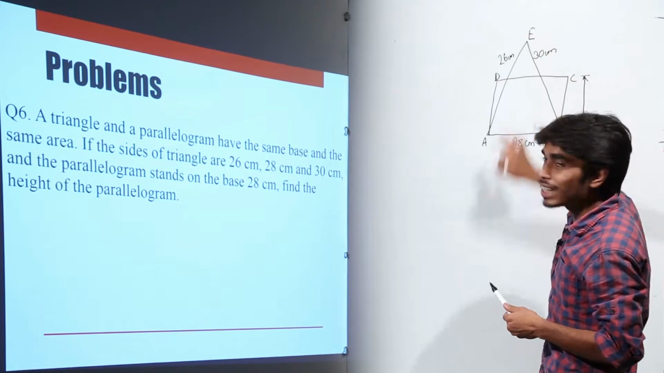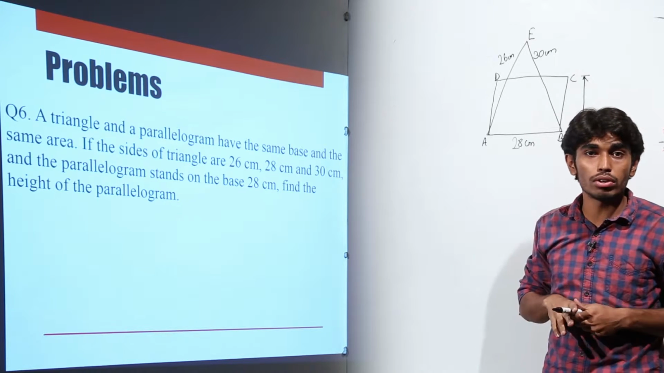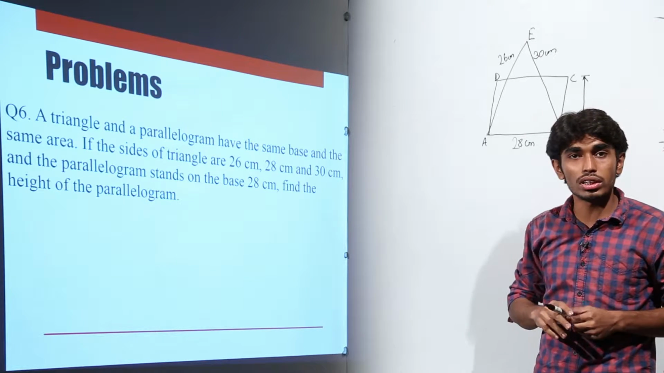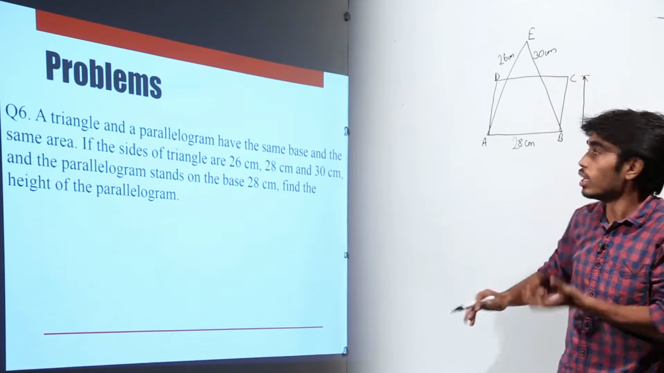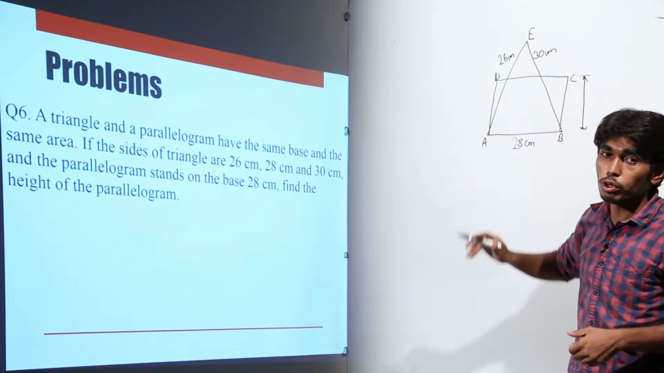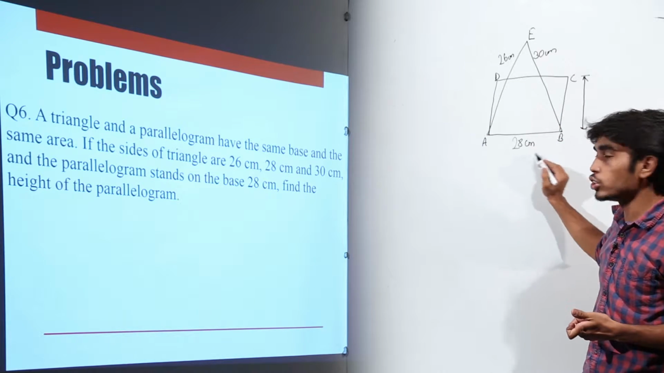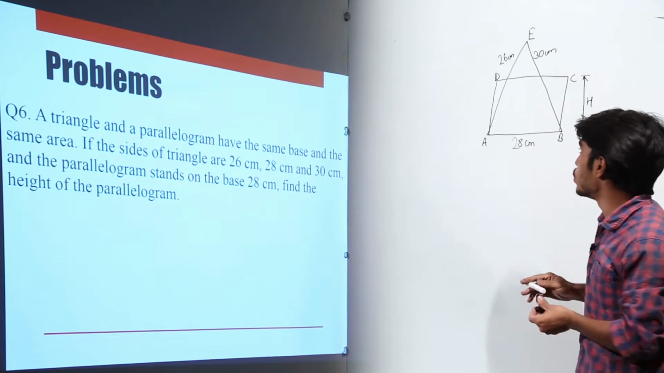We are given all the three sides of the triangle. By using the three sides, we can calculate the area of the triangle. And as it is given in the question, the areas of the triangle and parallelogram are equal. And the area of the parallelogram is equal to base into height. Base is known, so height can be calculated. Let's see how to proceed with this question.